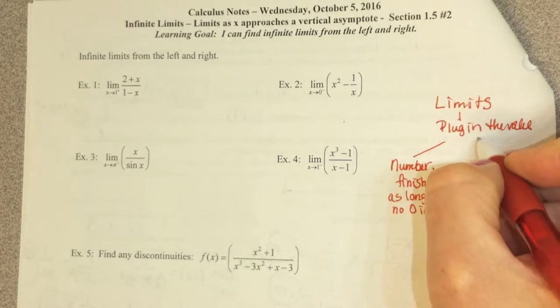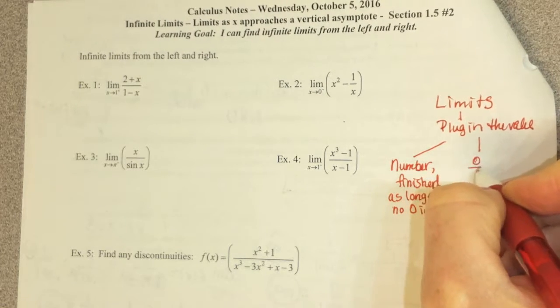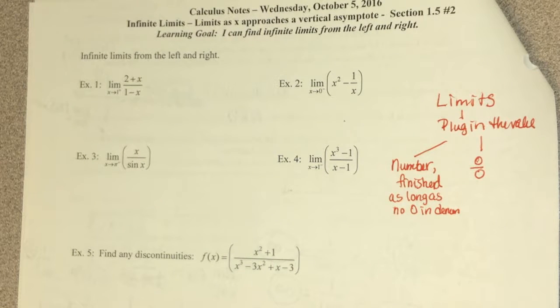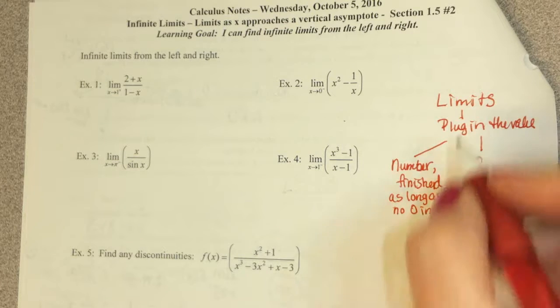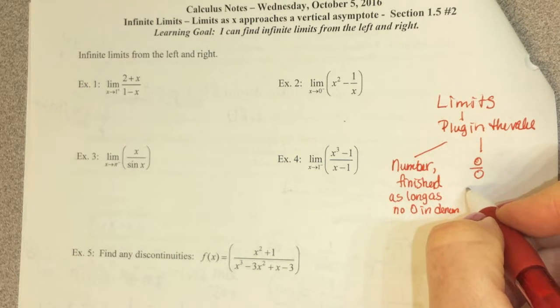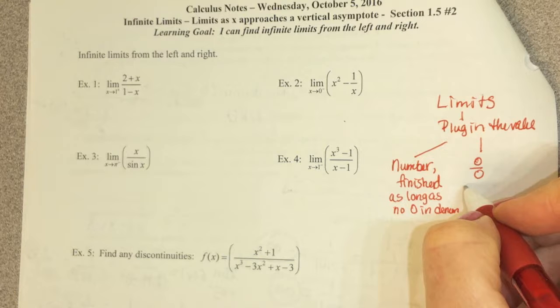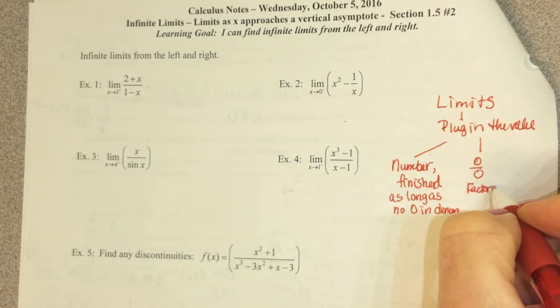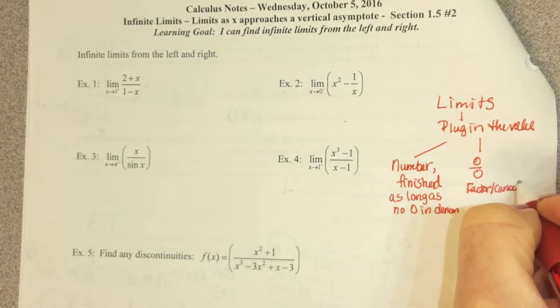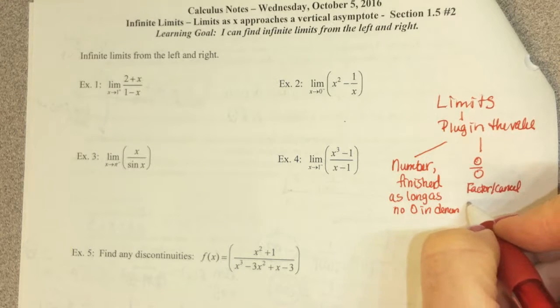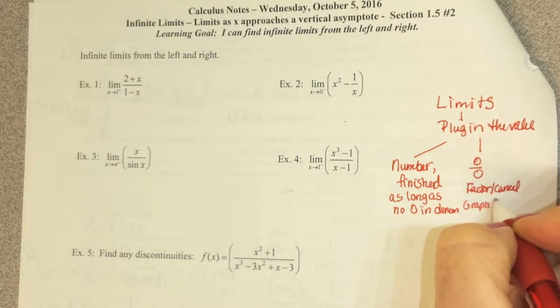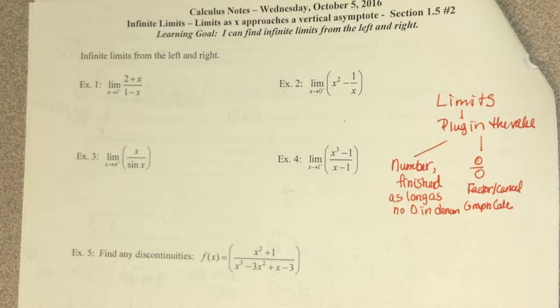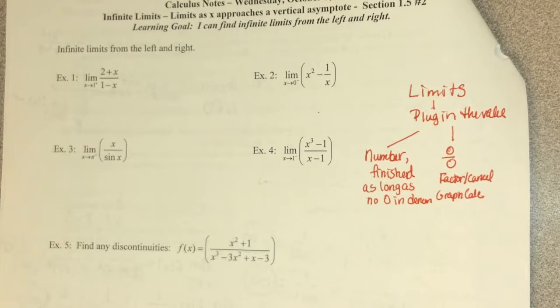The other thing that can happen is we do get a 0 in the denominator, like we get 0/0. If we get 0/0, what do we have to do? More work, right? So we have to do more work. Some of the things that we might want to do for this is we might want to try factoring. So we might want to factor and cancel. Or we might even just want to look at the graphing calculator. So those are a couple of things we can do.